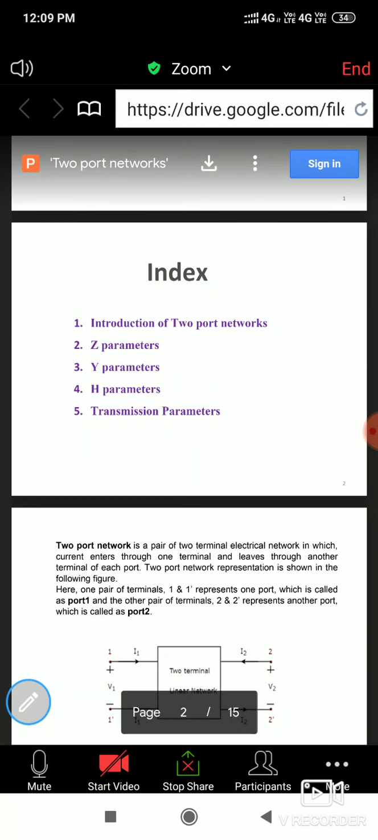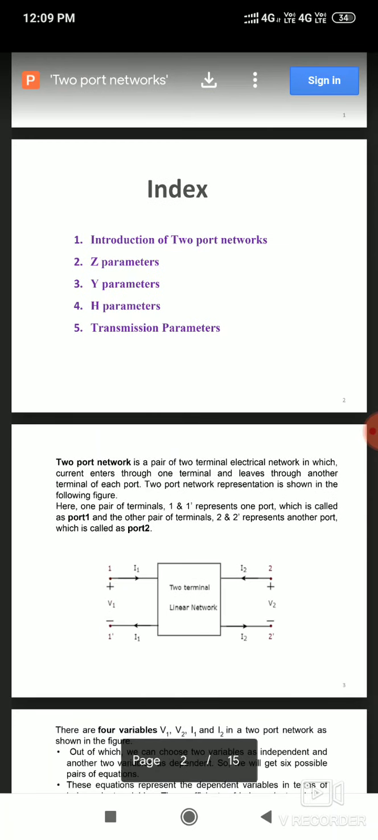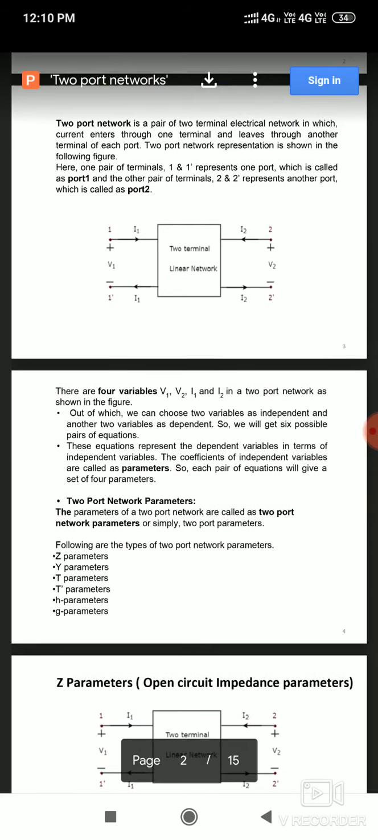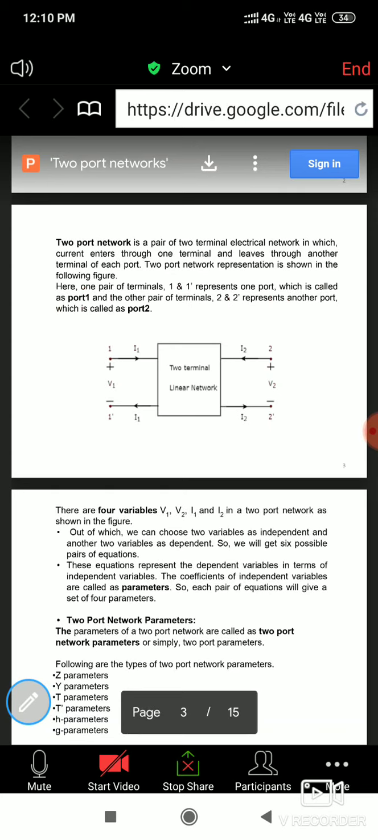Now we will start with the index I have given. The first point will be the introduction of two-port network. Second will be the Z parameter, third the Y parameter, fourth the H parameter, and fifth the transmission parameters. So these are the index given in this PPT. As usual, we will start with the introduction. We will cover today the introduction of two-port network.